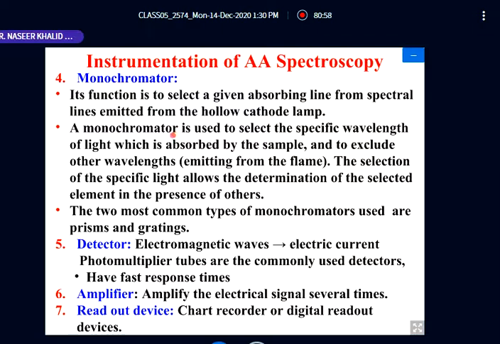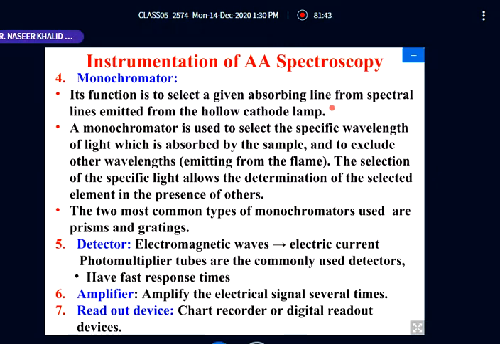Our next component is the monochromator. The function of the monochromator is to select a given absorbing line from the spectral lines emitted from the hollow cathode lamp. If, for example, the hollow cathode lamp does not use a pure cathode, there will be impurities, and when there are impurities, a different number of wavelengths will be emitted from the lamp.